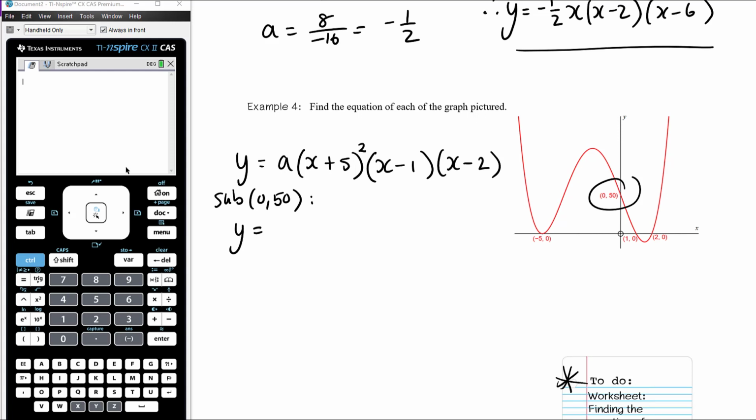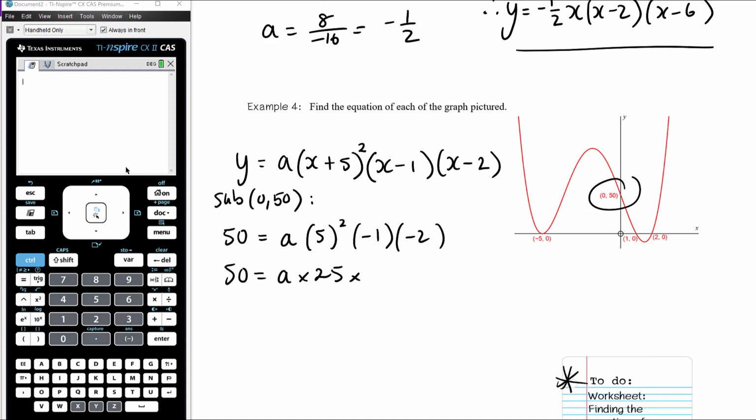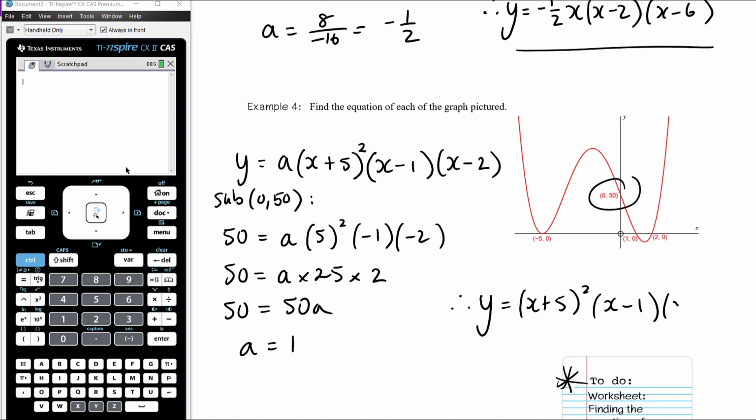And so we're going to get, when x equals 0, y equals 50, so 50 equals a times 5 squared times negative 1 times negative 2. Okay, so that's 50 equals a times 25 times negative 1 times negative 2, which is positive 2. So it's 50 equals 50a, and so a indeed in this case equals 1, and so therefore our equation is just (x plus 5) squared times (x minus 1) times (x minus 2).